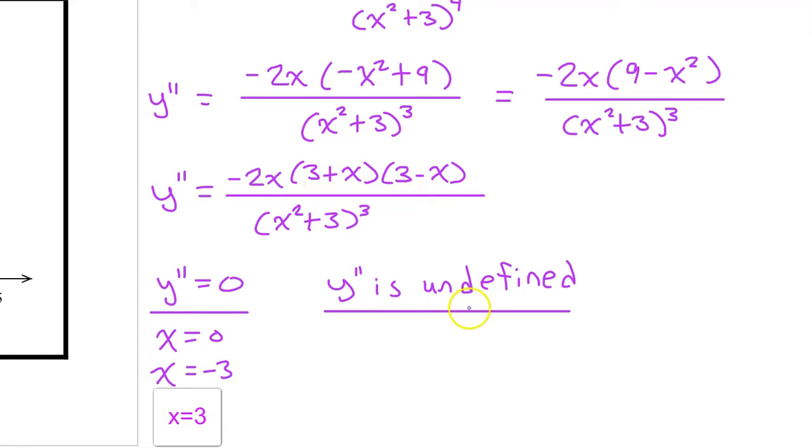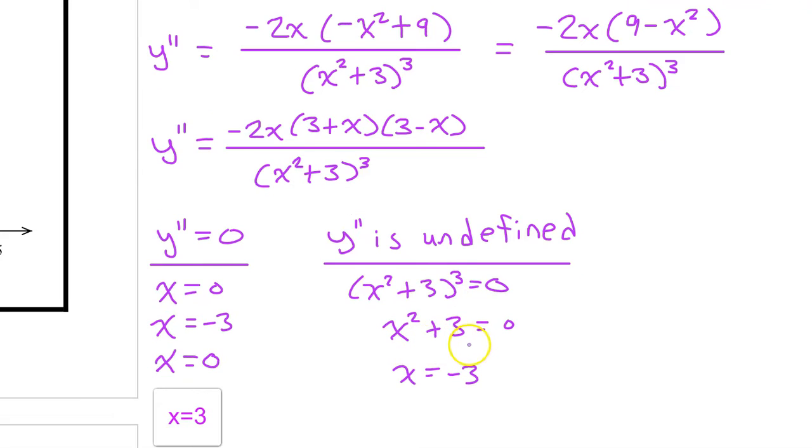A fraction is undefined when the denominator is equal to 0. Hopefully you can see at a glance that this little equation has no solution. X squared plus 3 cubed can never equal 0 because x squared plus 3 is always positive. The smallest x squared can be is 0 because it's being squared, it can never be negative. And so we have 0 plus 3 and then 3 to the third power. So 27 is the smallest number that this expression can be.